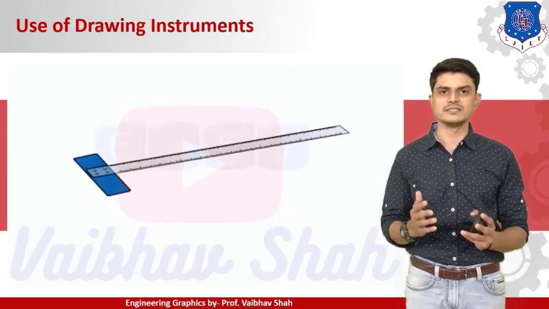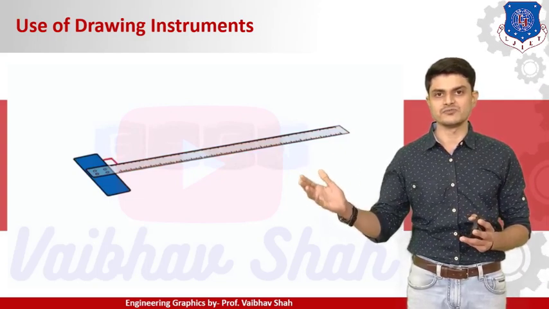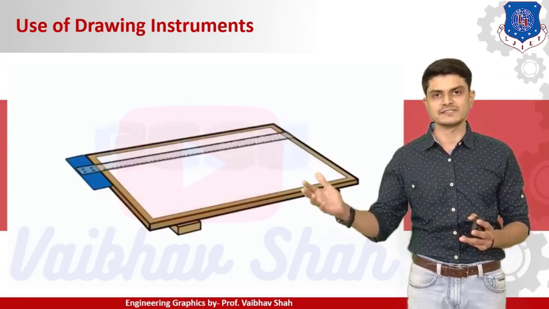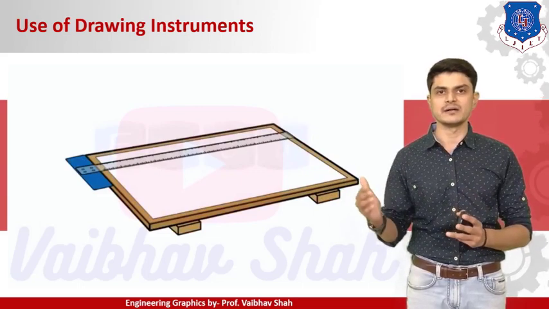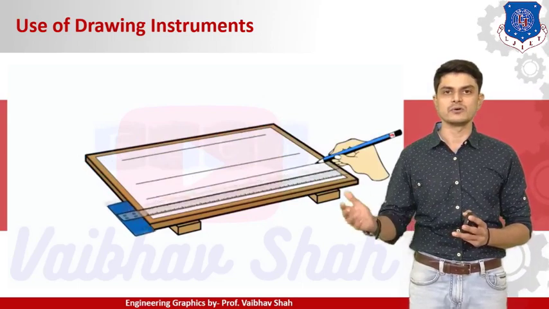Now let us see the usage of your T-square. We'll be having this T-square, so you need to place this T-square on your drawing board, fixing it on the left hand side on the working edge, and you can slide it up and down, and with the help of your pencil you can draw parallel horizontal lines onto your drawing sheet.